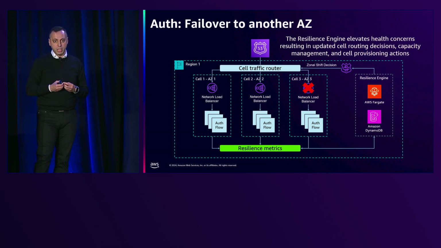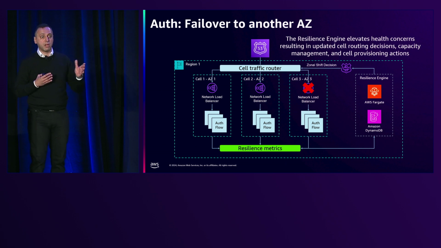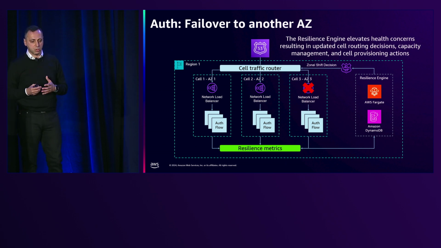So not only do we understand the health of the cell and the transaction, the resilience engine is also able to kind of predict when things go awry and begin to shift traffic preemptively before the customers notice it.